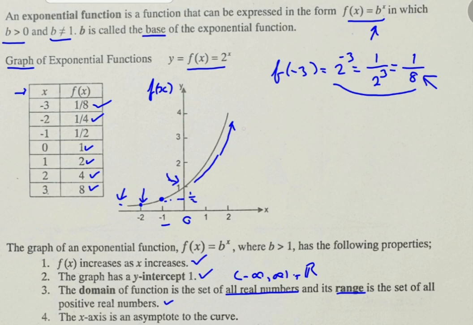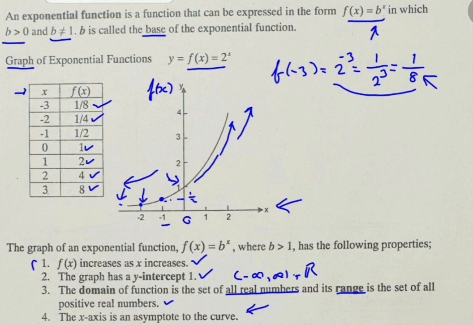If x is larger and larger, y value will be larger and larger. If x is smaller and smaller, y value will be smaller and smaller, positive, close to 0, closer and closer, but never touch. Therefore, the x-axis is the horizontal asymptote. There is no vertical asymptote.